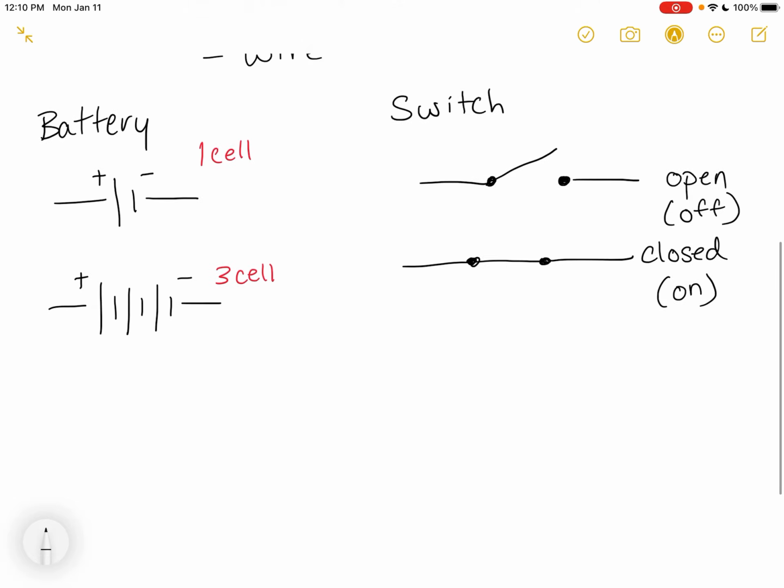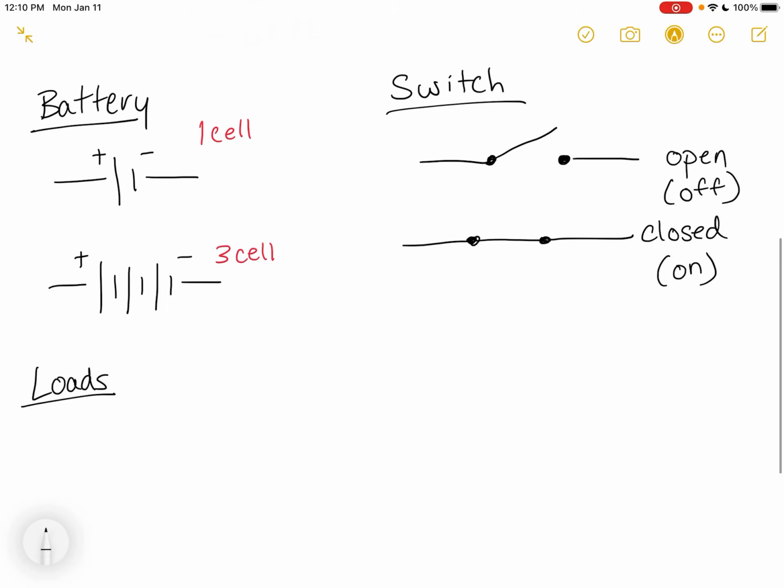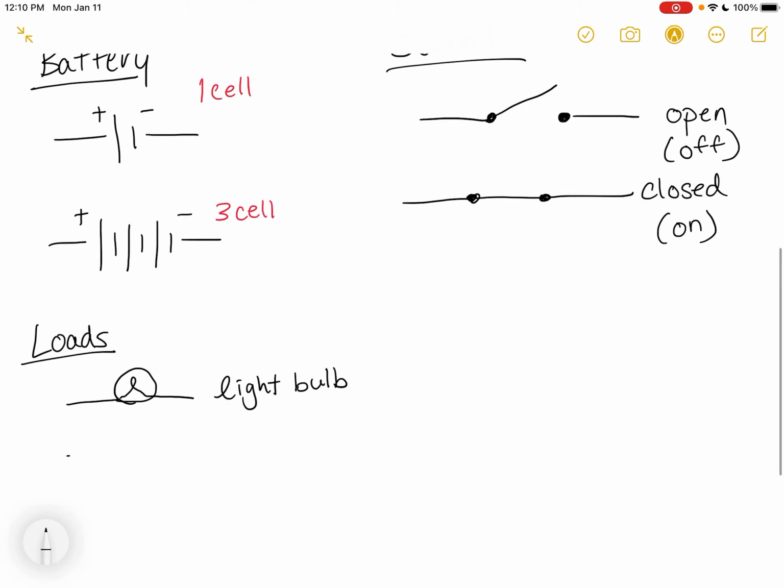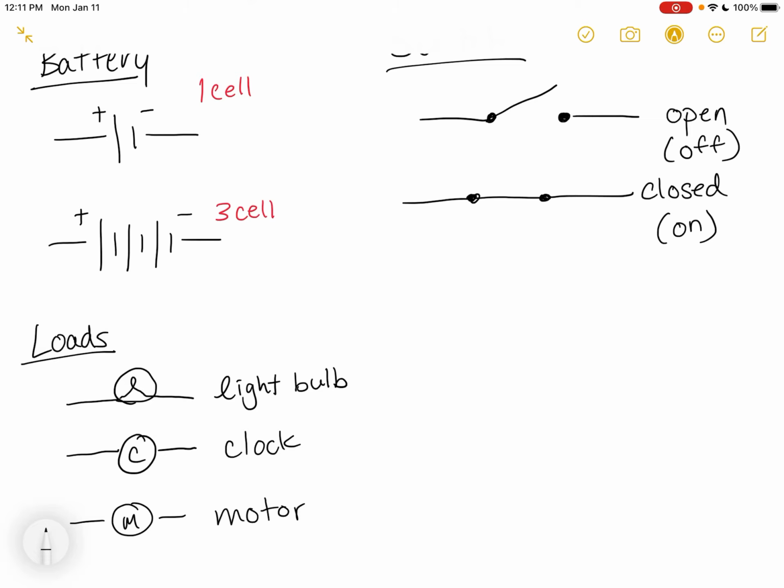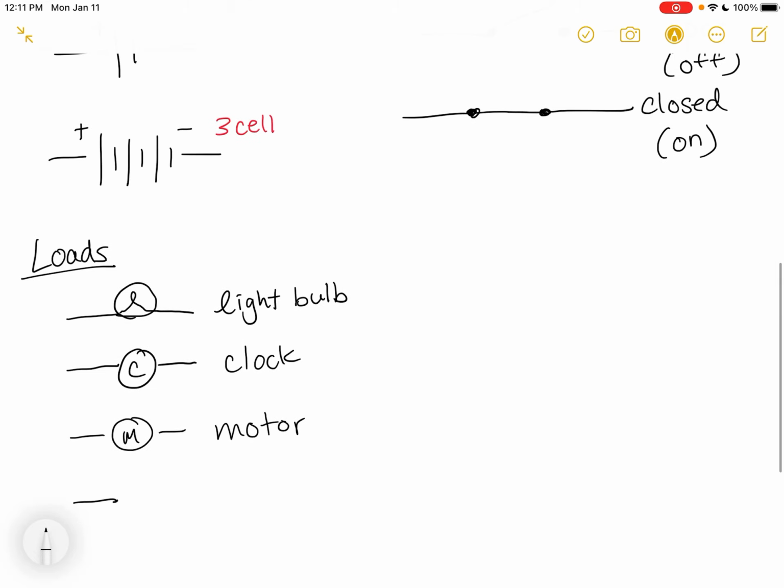We also can have different loads. And so there's a bunch of options for loads. So we can have, this first one is a light bulb. So that's what a light bulb is going to look like. We could have a clock. So this is the symbol for a clock. We could have a motor. So that's the symbol for a motor. We could have a resistor. So this is our symbol for a resistor.